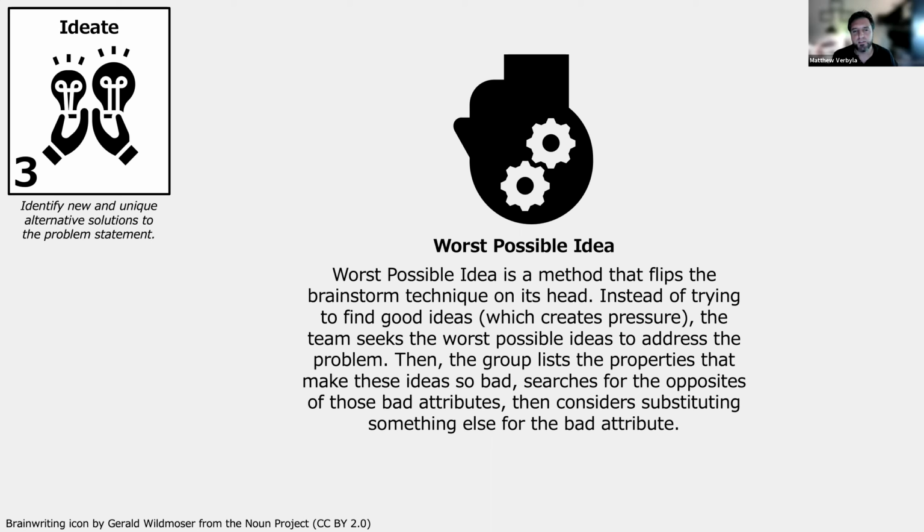And then you start to look at that idea, and the group starts to list the properties. What are the reasons why this idea is so bad? Once you identify those properties that make a bad idea, you can start to look at how to find the opposite of those bad attributes of the idea, and then think of a design solution that has the opposite of those bad attributes, right? So this can be an effective approach as well.